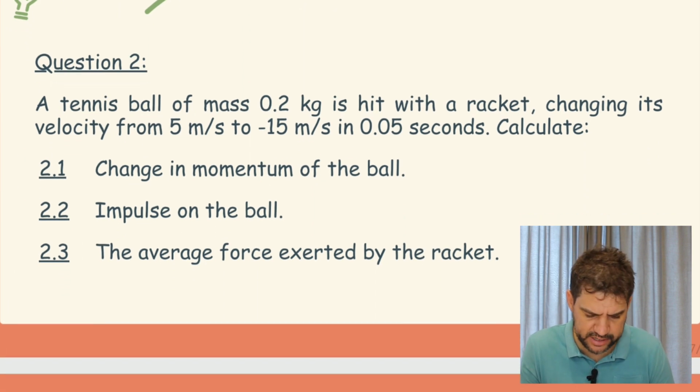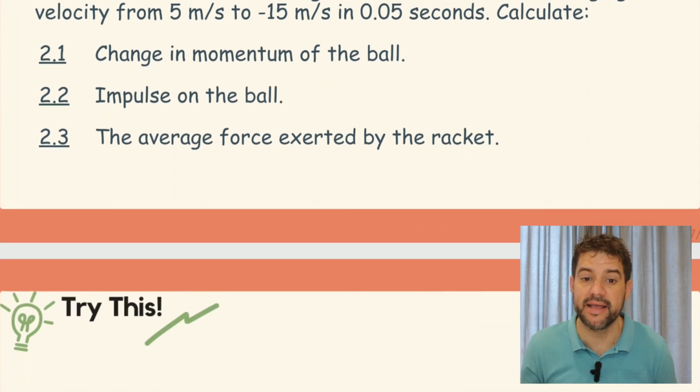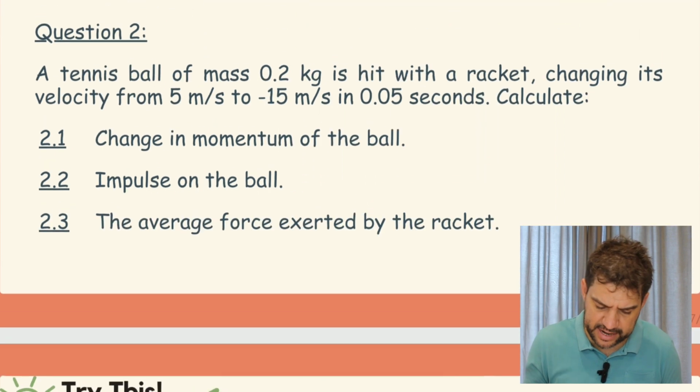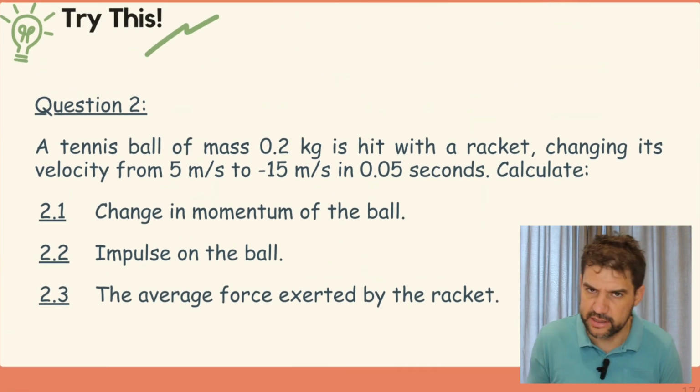We already have 16 minutes. They say a tennis ball of mass 0.2 kilogram is hit with a racket, changing its velocity from 5 to -15 in 0.05 seconds. Calculate the change in momentum of the ball, the impulse, and the average force exerted by the racket. Guys, let's extract the data here real fast because time is running.